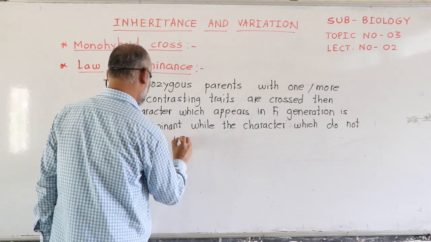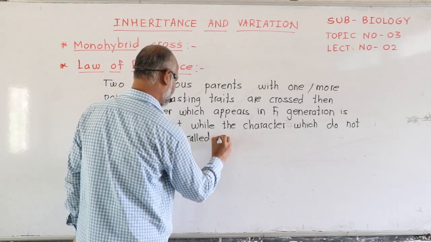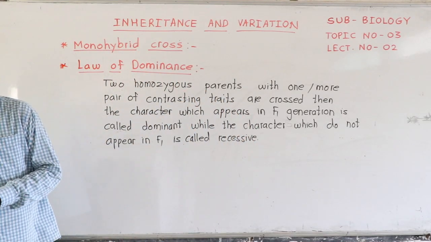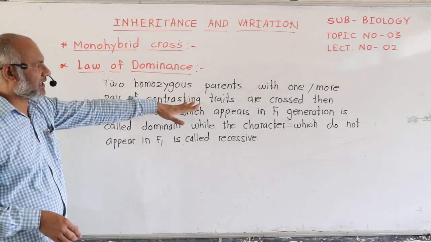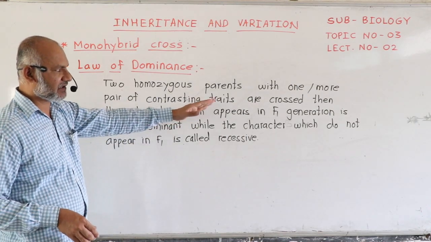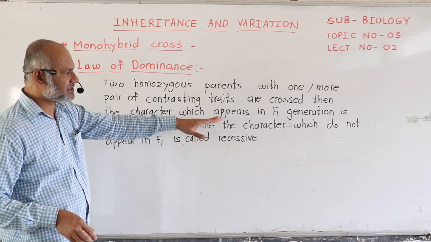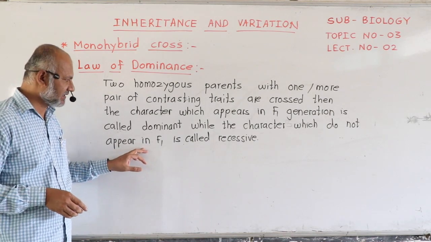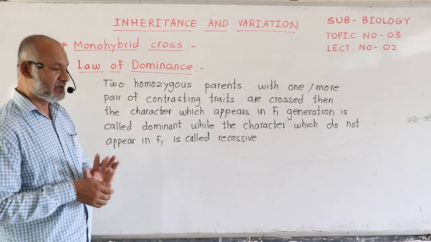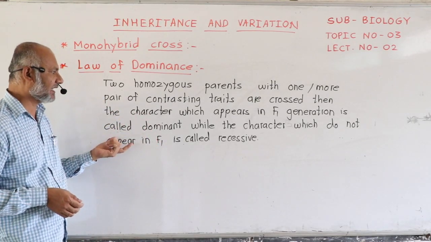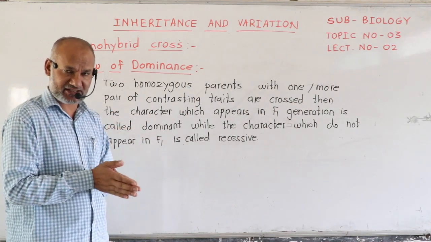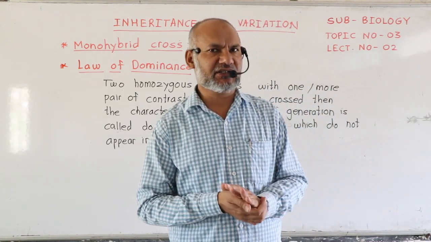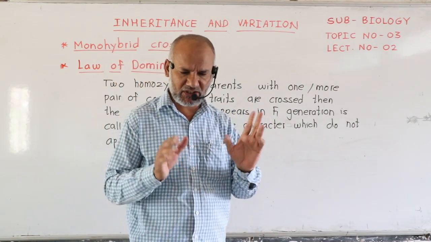Two homozygous parents with one or more pairs of contrasting traits are crossed, then the character which appears in the F1 generation is called dominant, while the character which does not appear or express in the F1 generation is called recessive. Similarly, it is also defined in terms of alleles. The allele which expresses its trait in F1 is dominant, while the allele which gets suppressed in the F1 generation is called recessive. We have studied the monohybrid cross, tall plants crossed with dwarf plants. In the F1 generation, all the individuals are tall. That is, tallness is the dominant character, while dwarfness is the recessive character.